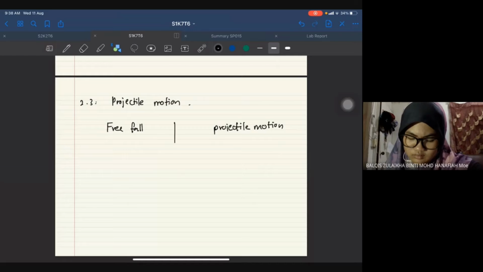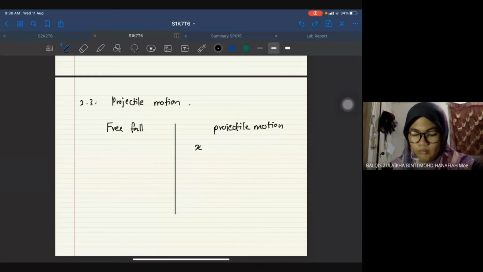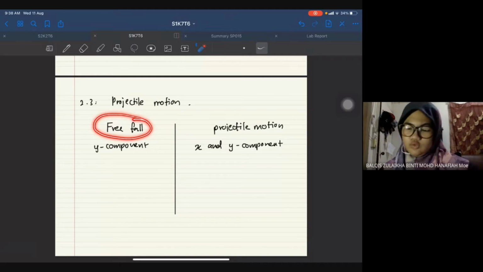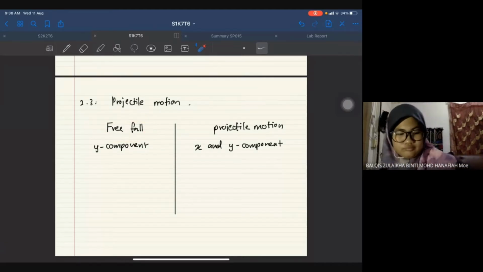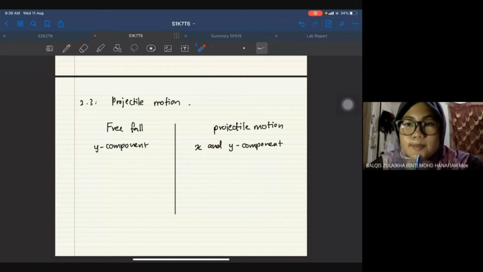So for projectile motion, you will involve X and Y components. Okay, but for free fall, it will only involve the Y component. So today I would like to focus on this one, which is about free fall. Previously, the subtopic before this, 2.2, we only involved the X component. So there's still one dimension.